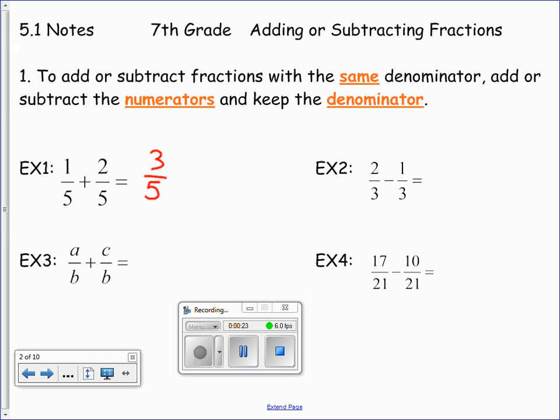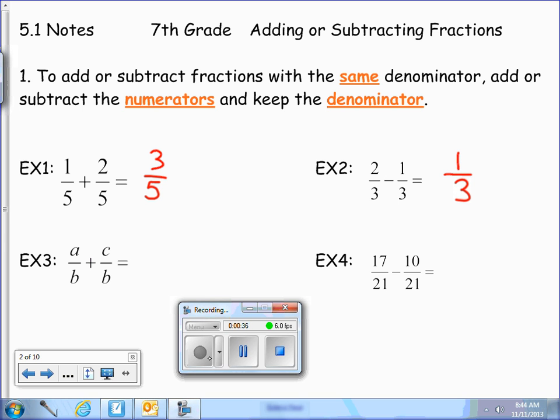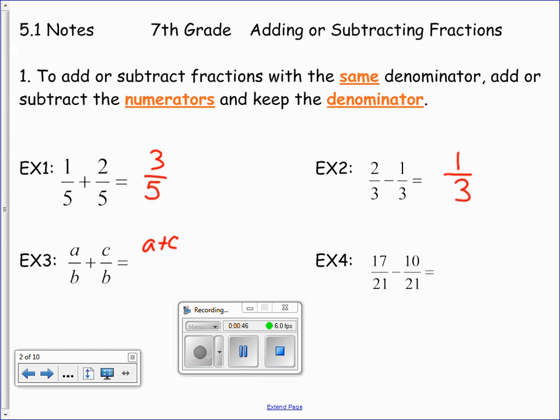In example 2, we have 2/3 minus 1/3. Your answer will be 1/3. Keep in mind that you always have your final answer in simplest form. In our example 3, we have A over B plus C over B. We have no idea what the variables are, so your final answer for an example like this would be A plus C over B.